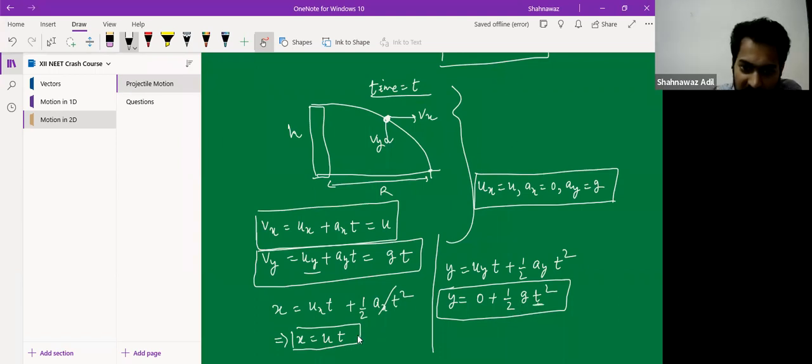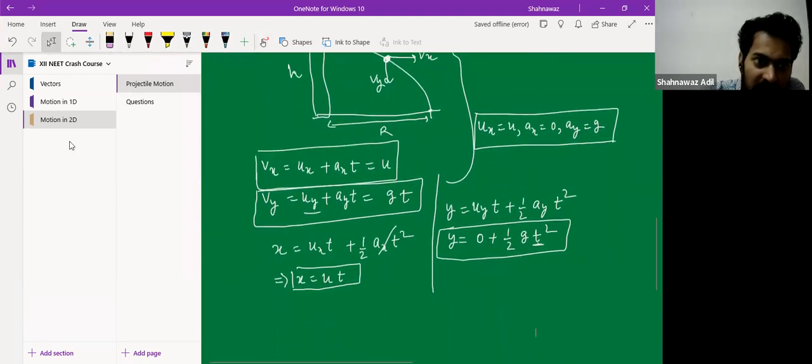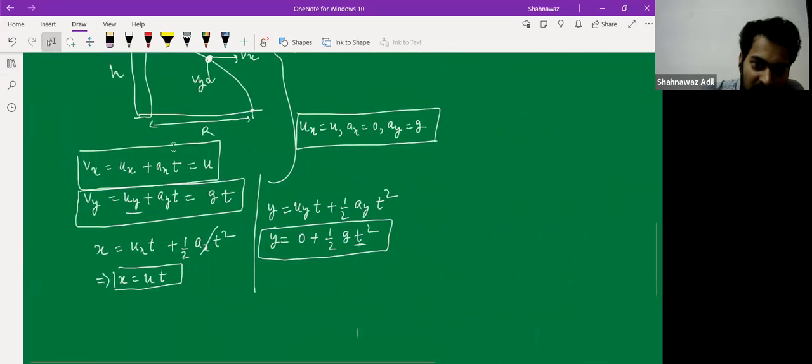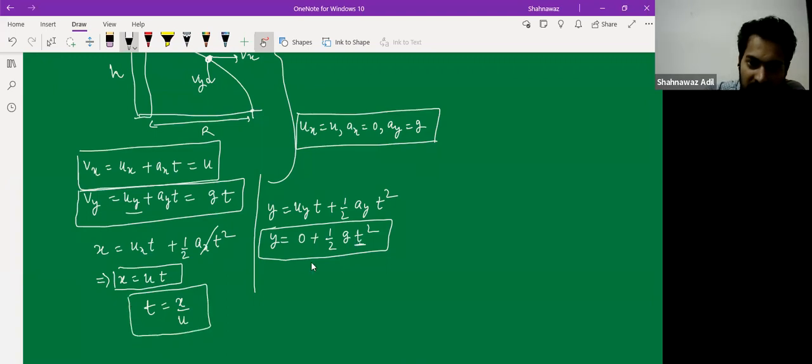So we can calculate t from here. So t will be what? T will be x by u, right? Yes, sir. So when we put this value in here, your y will be what? Half of g and x square by u square, right? So y will be a function of x square.